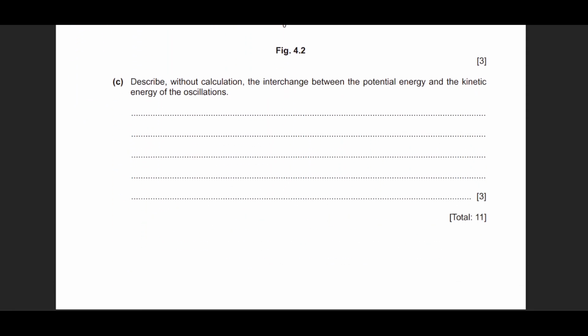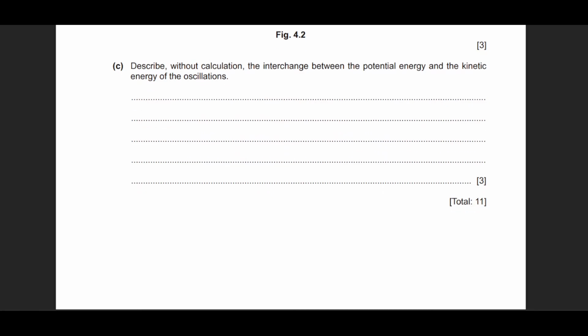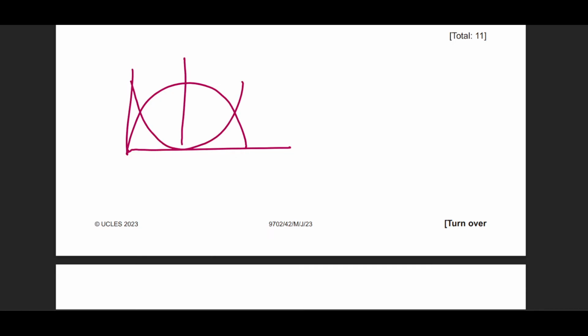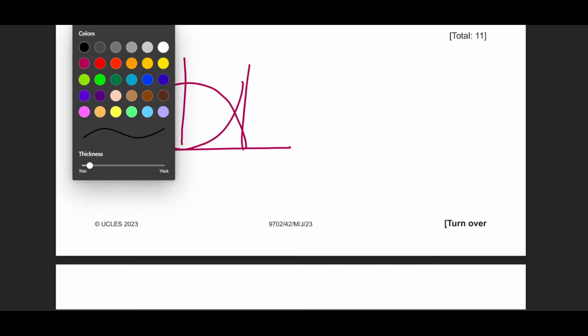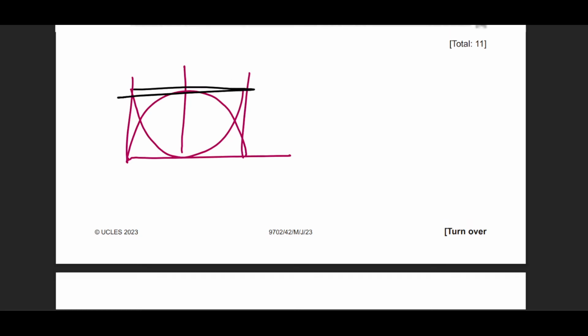Okay, describe without calculation the interchange between the potential energy and the kinetic energy of the oscillation. How this is actually happening. So we understand that the total energy, which is going to be the sum of kinetic energy and the gravitational potential energy, is actually going to be a constant. And this is what he's asking you about. This is the graph that he's asking you. The one in which you make the kinetic energy graph and the potential energy graph, and you draw a line at the center, and the total energy graph always remains a flat line. This is what he's asking you.